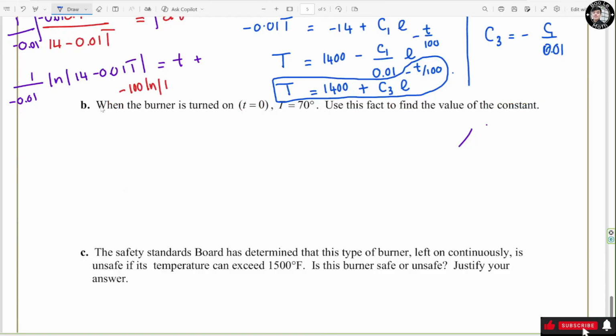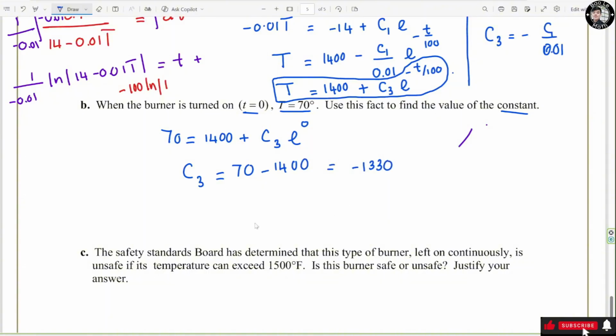Now question B. When the burner is turned on, t equals 0 and capital T equals 70. Use this fact to find the value of the constant. So we need to find the constant c3 right here. So we have 70 equals 1400 plus c3 e to the 0. So c3 equals 70 minus 1400, so it's negative 1330.